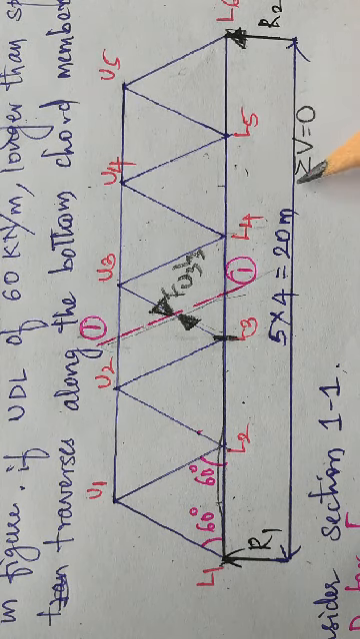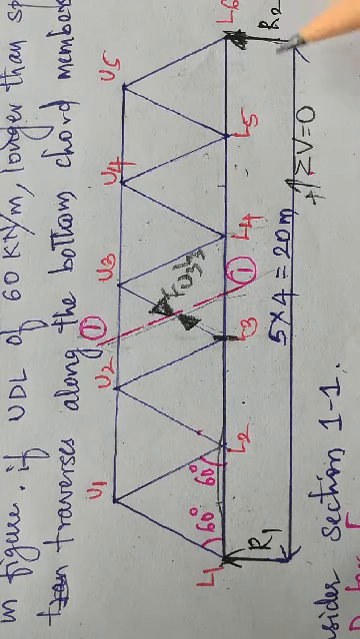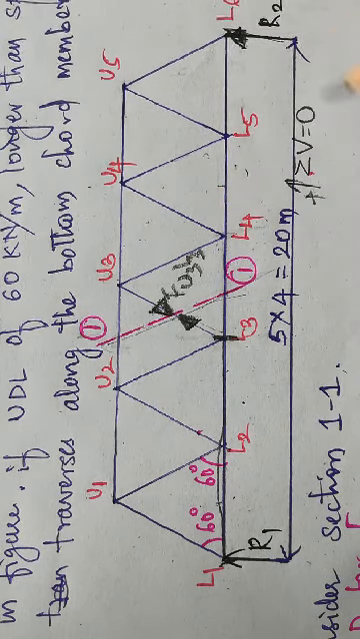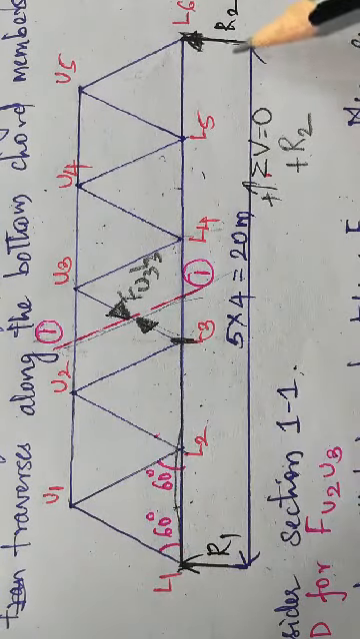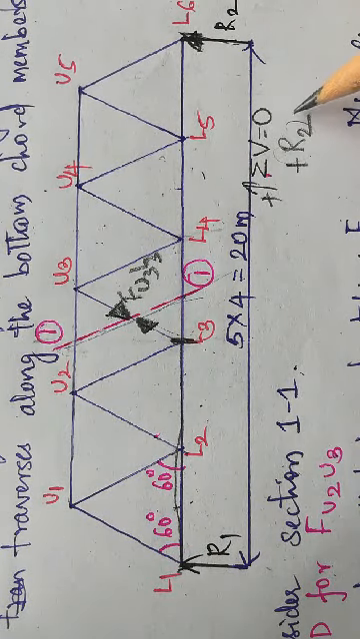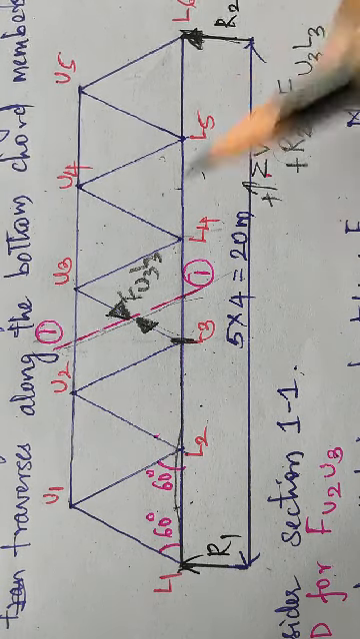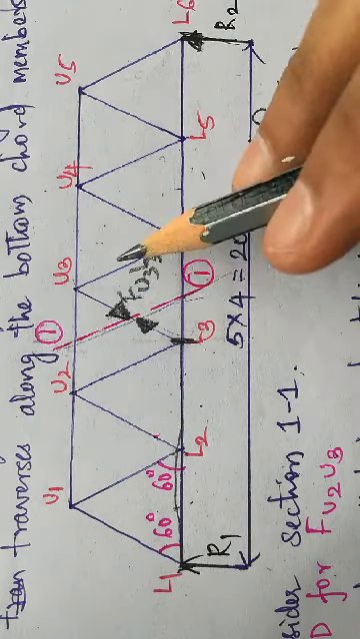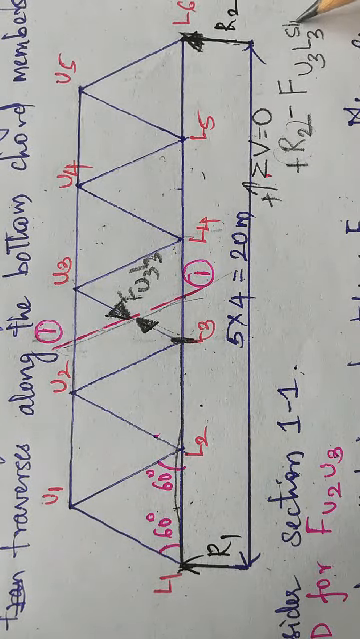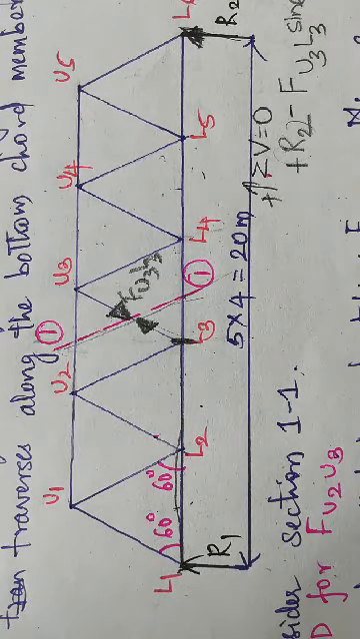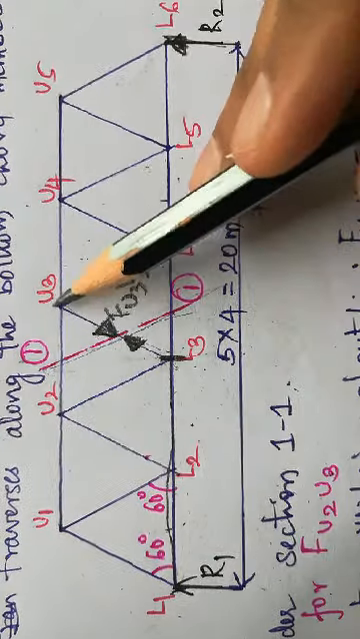Now when I take equilibrium of this, I'll take the equilibrium of summation V equals 0. I'll take upwards as positive. When I take the right side, now I'm considering only the right hand side. So plus R2, it is acting upwards, so it is positive, minus force in U3, L3. Its vertical component, that is sine 60, correct? The vertical component of this force.